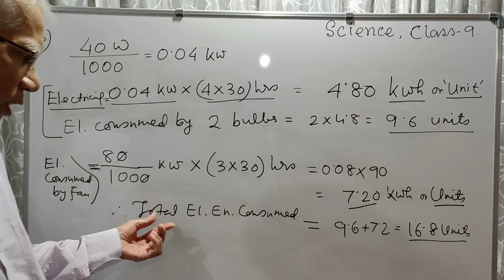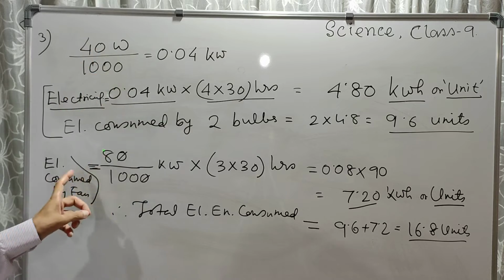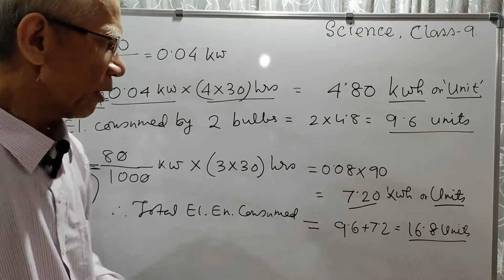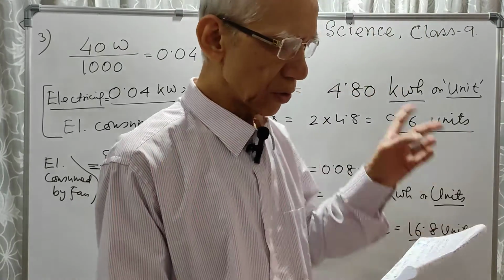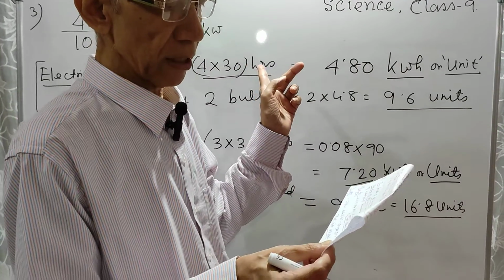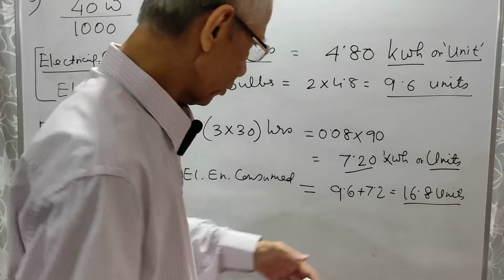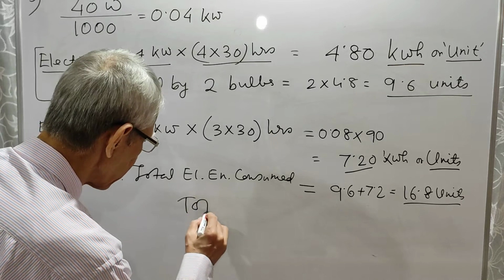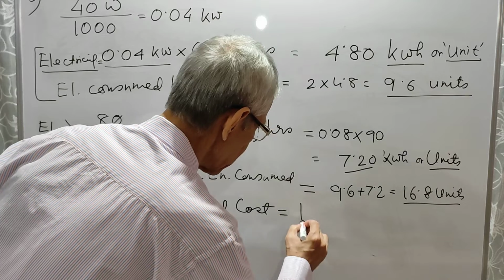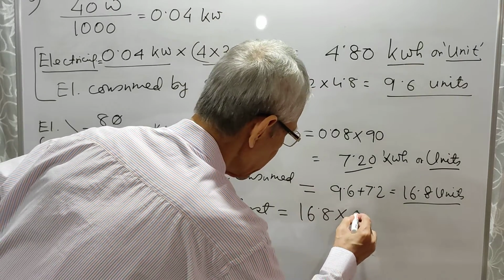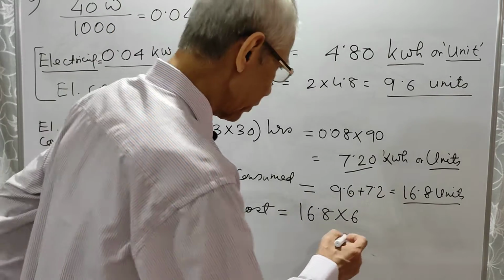Now this is the total electrical energy consumed by two bulbs of 40 watt each and one fan of 80 watt. Now you have to find the cost. The question is, find the cost of electricity consumed by these two bulbs and one fan in a month at the rate of ₹6 per unit. So the price of one unit is ₹6. Therefore, what is the total cost? Total cost in a month will be 16.8 units into ₹6, because 6 rupees is the price of 1 unit.